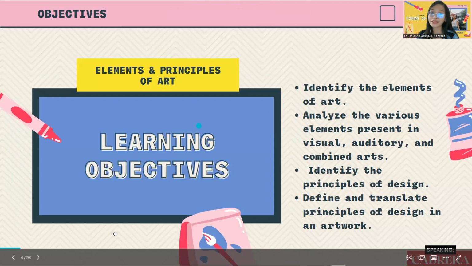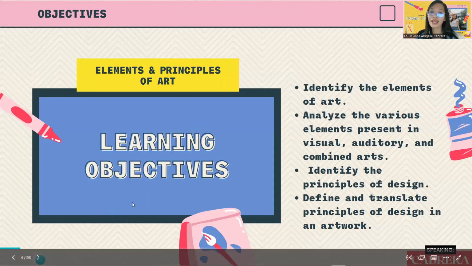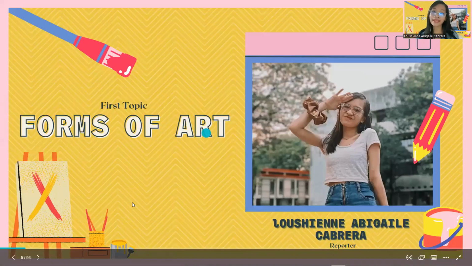Okay, let's proceed to our learning objectives. We will be helping you all out to learn and understand how to identify the elements of art, analyze the various elements present in visual, auditory, and combined arts, identify the principles of design, define and translate principles of design in an artwork. Again, I am Lucien Abigail Cabrera, and the first topic for today would be about the forms of art.